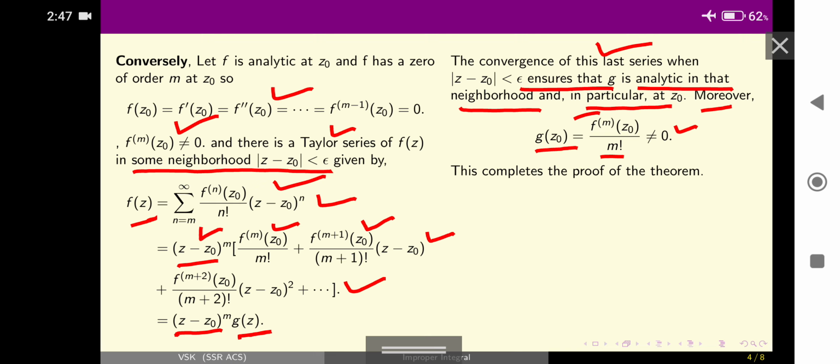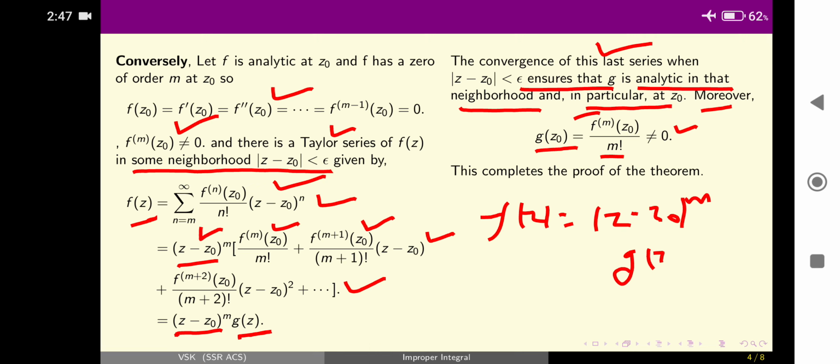So we are successful in writing f(z) as (z minus z naught) to the power m into g(z). So this completes the proof.